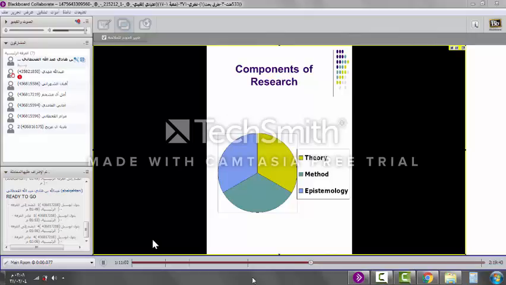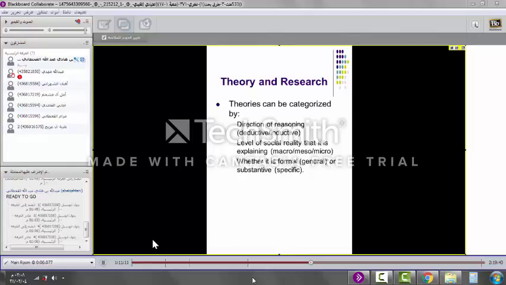Components of research. طبعا هذا يقول لك one-third theory, one-third methodology, one-third epistemology, which is what you believe in about research, etc. Theories can be categorized by direction of reasoning, either deductive or inductive research. Okay, you deduce your data from the field, or you impose your own hypothesis and test it. Okay, levels of social reality that is explaining. طبعا عندنا macro, meso, and micro research.